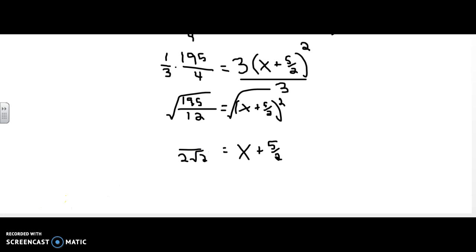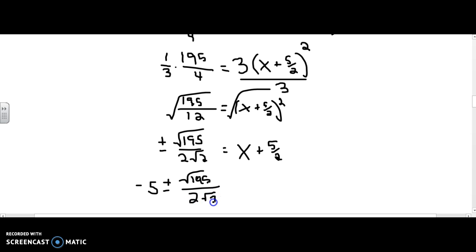And then in the numerator, I notice that there really isn't anything in 195 that will come out that helps me at all, so I'm just going to leave this as 195. Make sure I have my plus or minus out front here. Then I'll move this over by subtracting it. So I get negative 5 plus or minus the square root of 195, over 2 root 2.